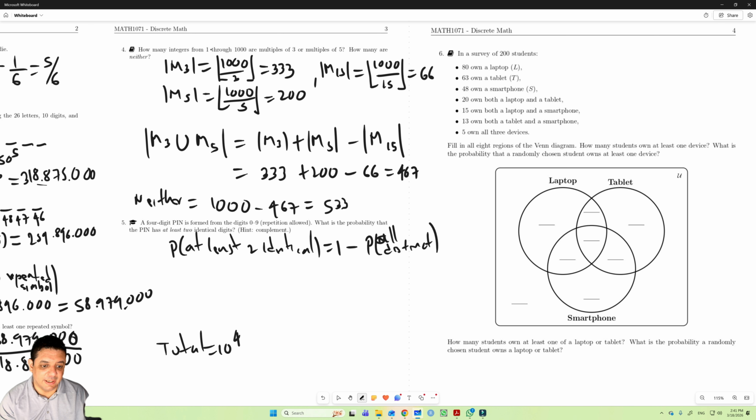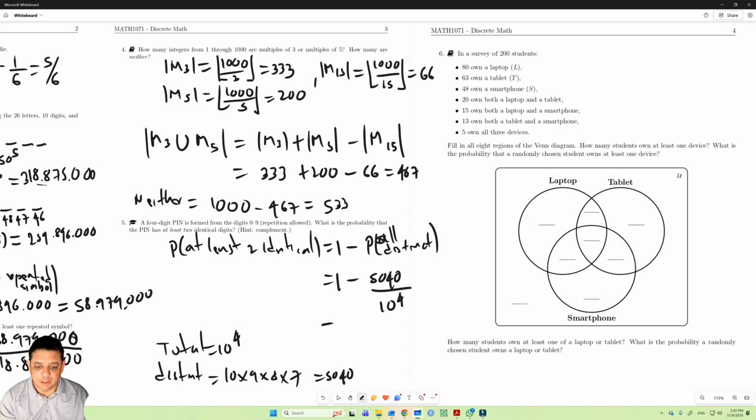And now the distinct digits count is going to be 10 times 9 times 8 times 7, because the first one has 10 digits to choose from, the second one has 9, the third one has 8, and the last one has 7. Okay? And so this is 5,040. So the probability will be 1 minus 5,040 divided by 10 to the 4. If you find what that number is, this is approximately going to be 0.496.